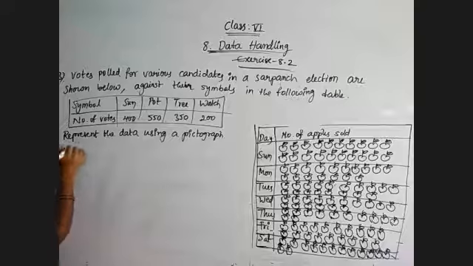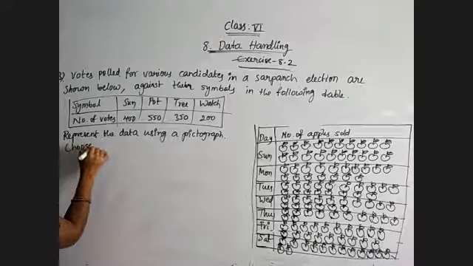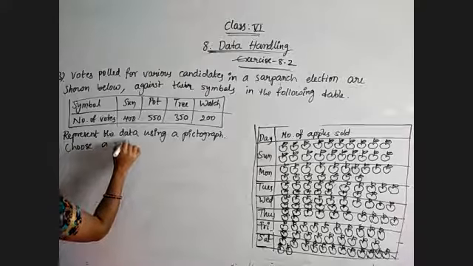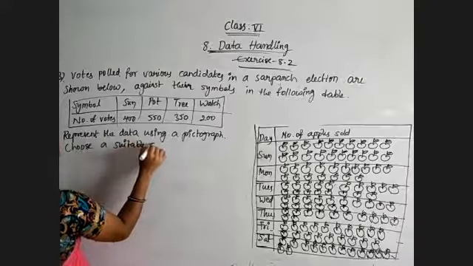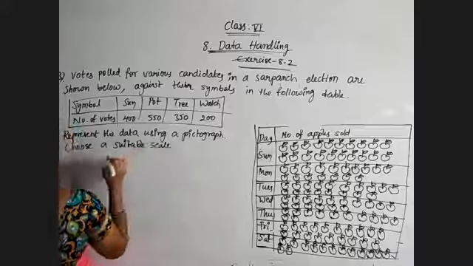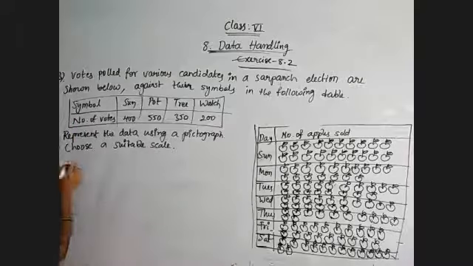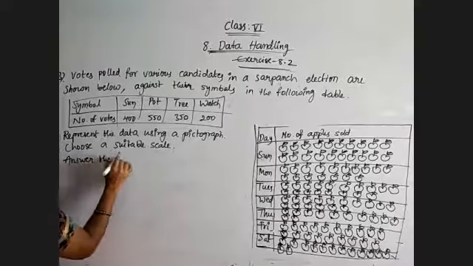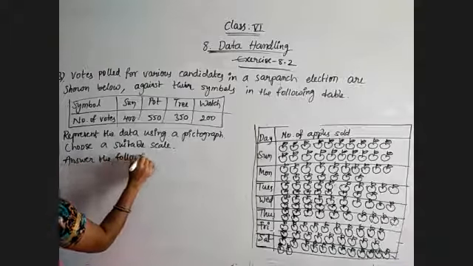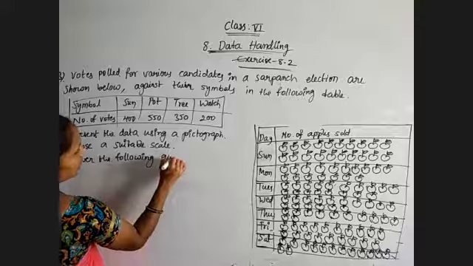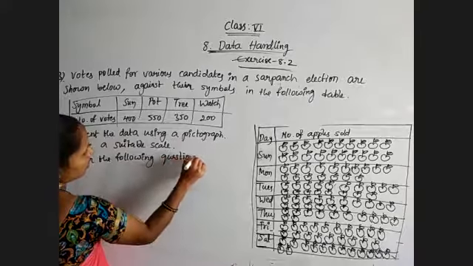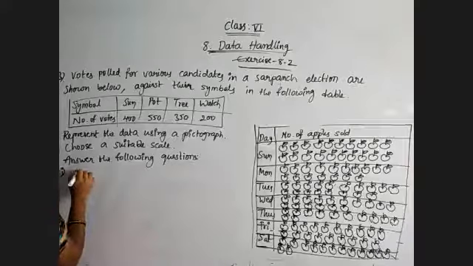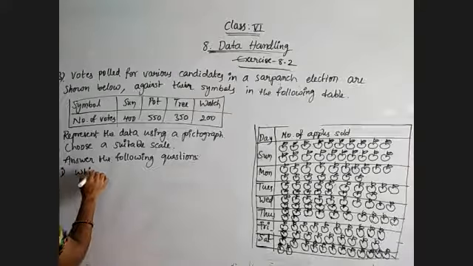Choose a suitable scale. So here the scale is not given. We have to choose a suitable scale, and some questions are also given. Answer the following questions. So all of these are questions only. The first question given is: which symbol got least votes?